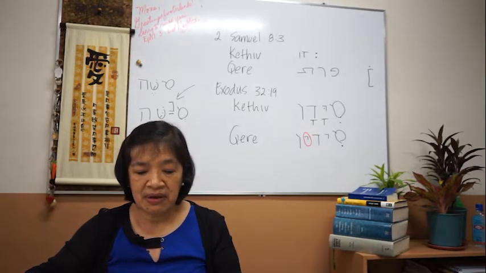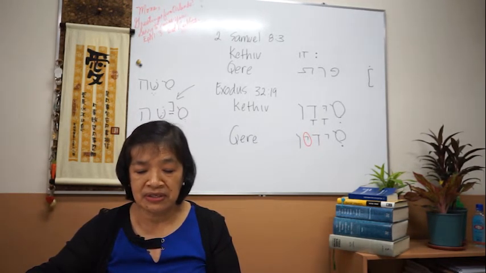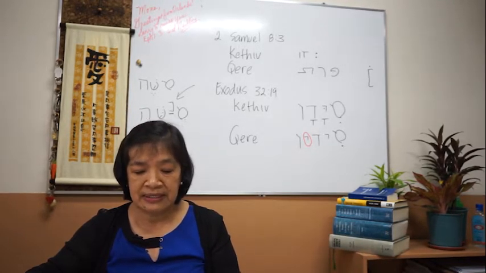Qere, that which is read. These are read but not written. The symbol for Qere is qof, and they are written on the margins. Let's look at some examples in 2 Samuel 8:3 and then Exodus 32:19.